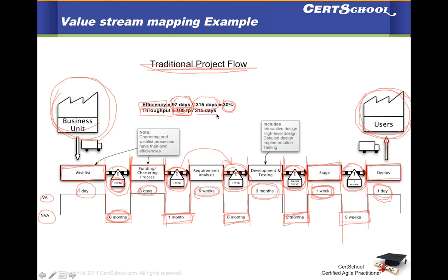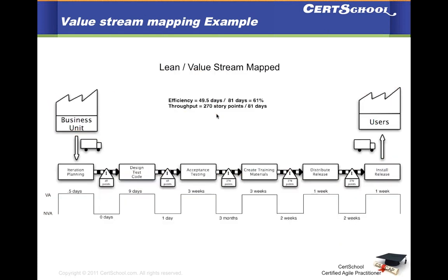Okay, now from this point, now that we have the map, we can try and remove the waste that we are doing. Okay, remember the goals of value stream map: make ourselves customer centric, focus on the needs of the customer, improve the flow of the value to the customer, and all that good stuff. Okay, so let's go to the next slide and see how it works in a lean or value stream map environment.